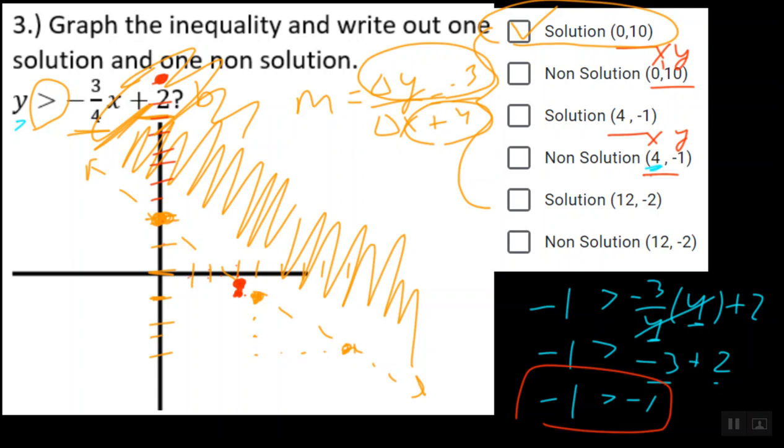So remember, when you're on the dotted line, that is a non-solution.